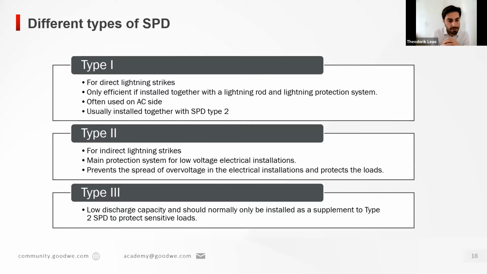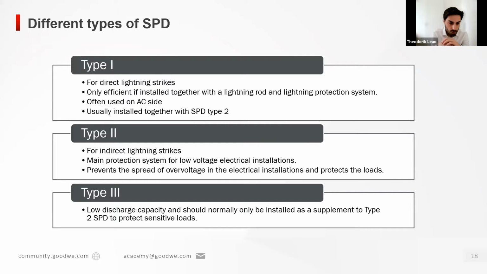Type 1 is for direct lightning strikes. A direct lightning strike doesn't mean that the lightning strikes directly on the inverter or on the module, but it does mean that there is an installed lightning protection system, often with a lightning rod that captures the lightning. And this counts as a direct lightning strike, and then this system diverts or redirects the lightning into the ground. But then this also causes a power surge on the nearby power lines.